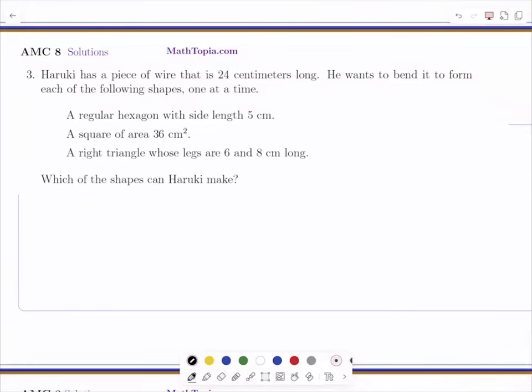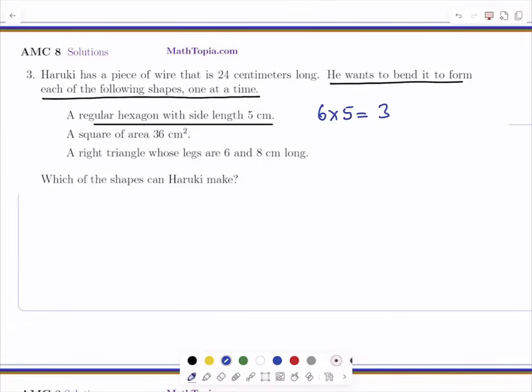Let's try to understand the problem. We have a 24 centimeter long wire, and we want to bend it to form each of the following shapes one at a time. Yusuf, a regular hexagon with side length 5 centimeters. A hexagon has 6 sides, and 6 times 5 is 30, which will not be equal to 24 centimeters. So we can eliminate the hexagon.